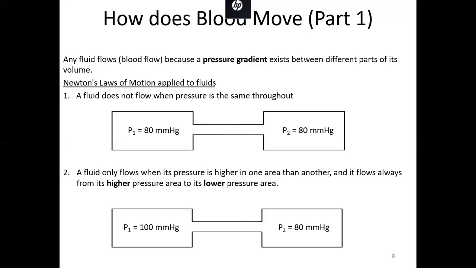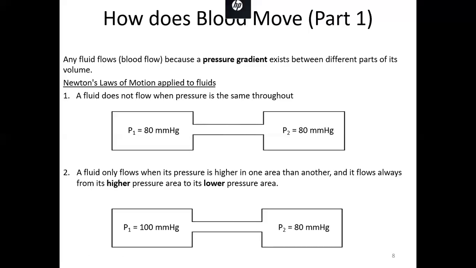Newton's laws of motion applied to fluids state that a fluid does not move when pressure is the same throughout. We show two examples. We could pretend that this is a left ventricle, this is the aorta. P sub 1 represents pressure 1, and in this case the left ventricle, 80 mmHg. mmHg represents millimeters of mercury, one of the standard units of measurement of pressure in our body. And then P2, pressure 2, in the aorta, is also 80 millimeters of mercury. Since those are equal, there is no gradient, so flow is not going to occur.